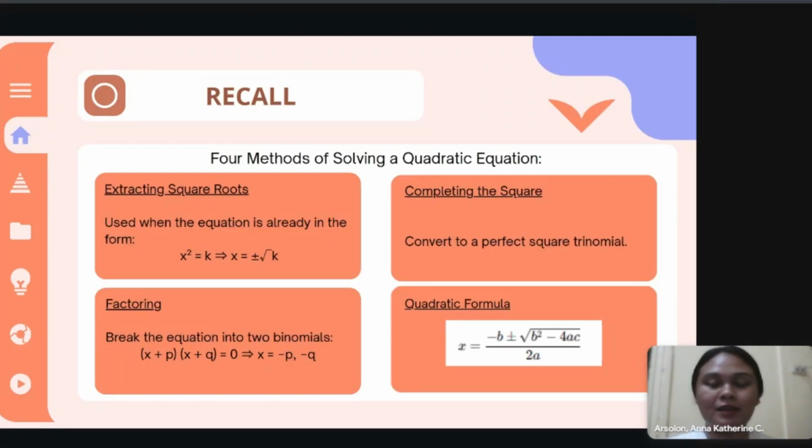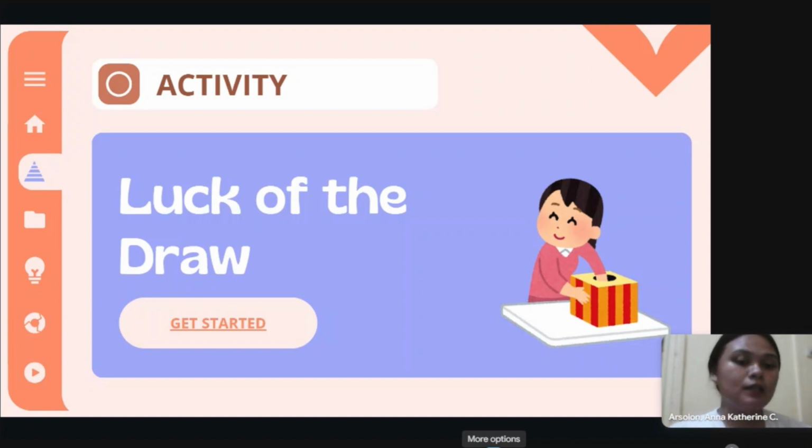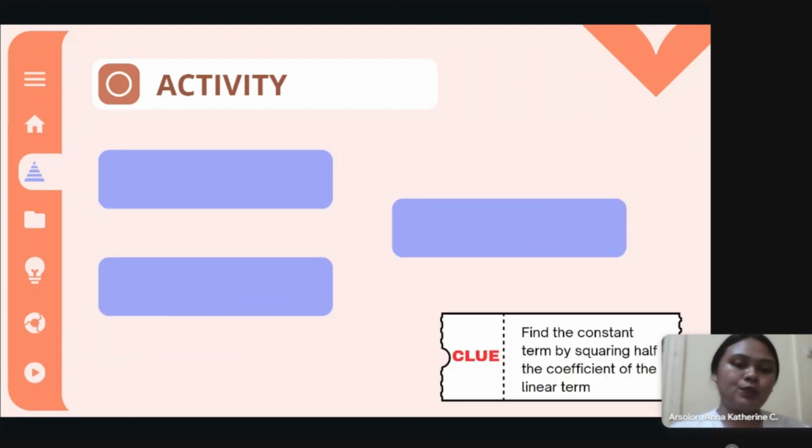Okay, so before we begin our proper discussion, I have here an activity. It is called luck of the draw. I will randomly draw a name from a box containing strips of paper with your names in it, and the selected student will participate by solving a quadratic expression using a given clue. Okay, so the clue is find the constant term by squaring half the coefficient of the linear term. Alright? Okay.